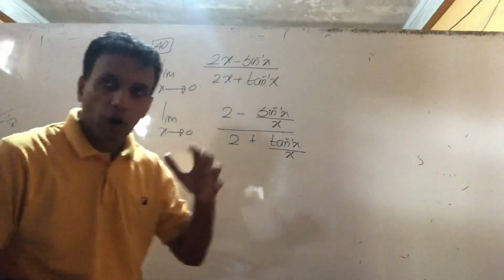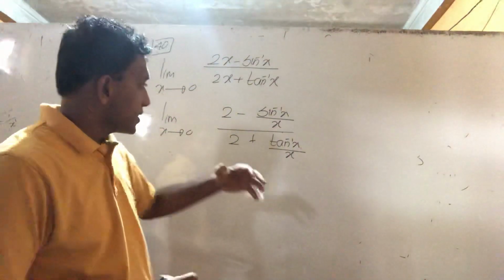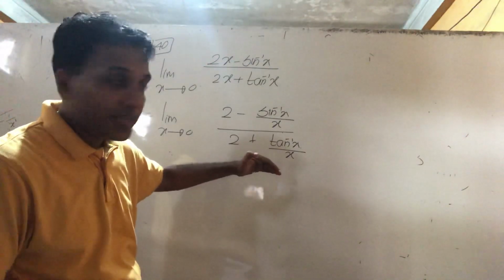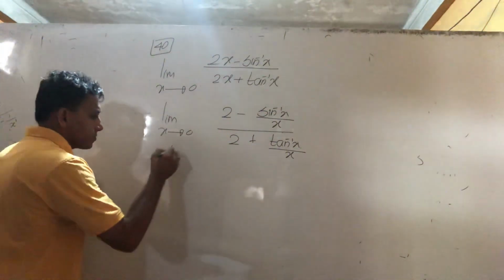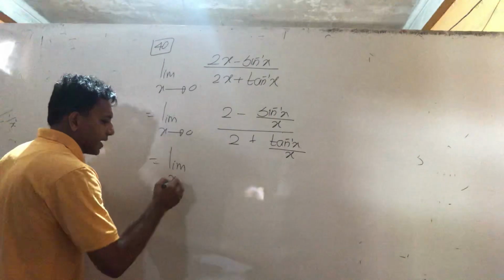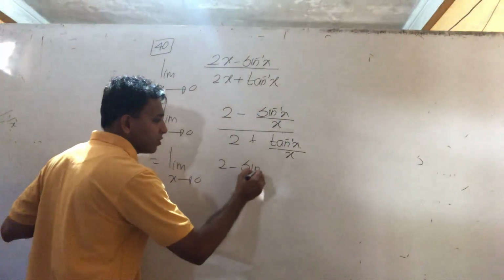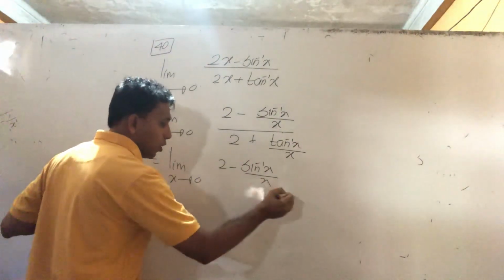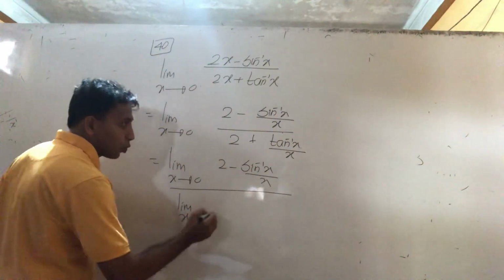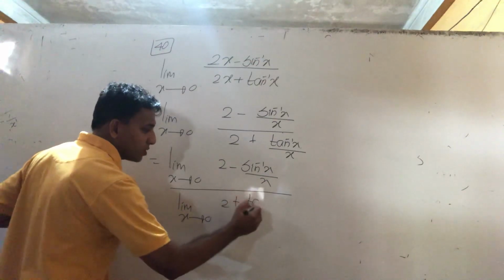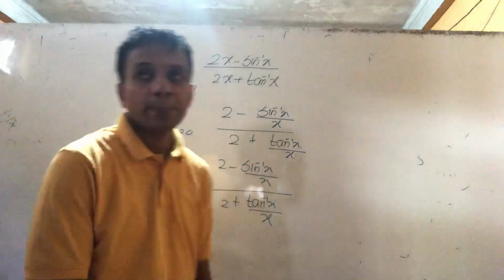It is completely a fraction form limit. There are some limit properties in the very basic class. I hope you learned them in the theory classes. Basically, when a limit comes as a fraction, you have to apply the limit to the numerator and also the denominator. That is limit x tends to 0 of 2 minus sine inverse x over x, over limit x tends to 0 of 2 plus tan inverse x over x. Here I am showing the first principle method.